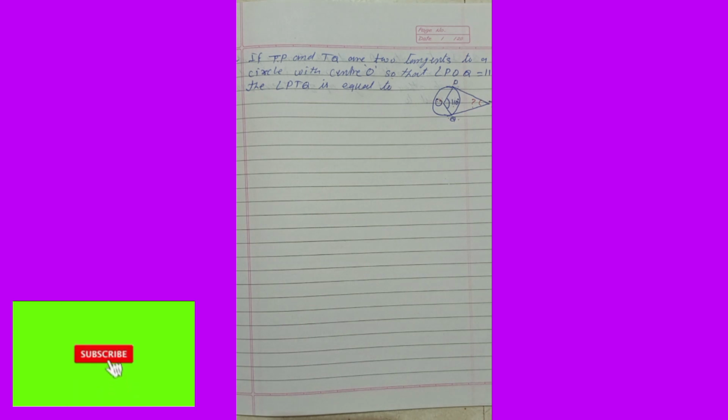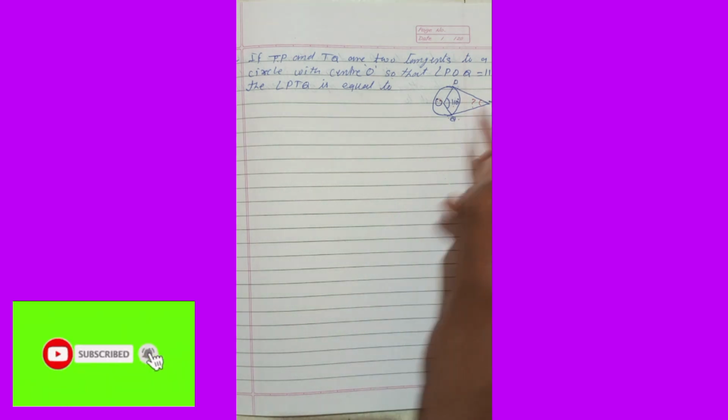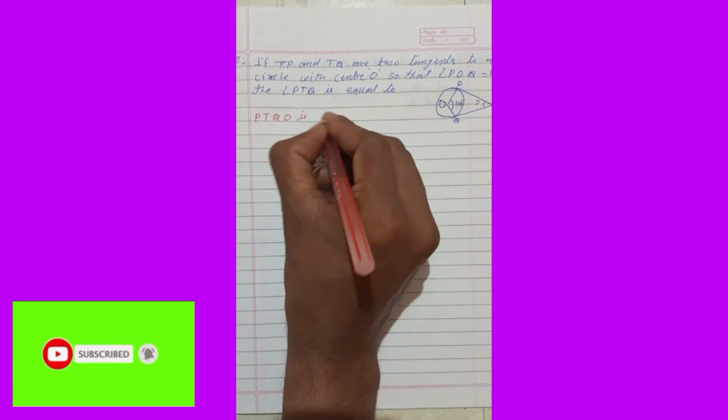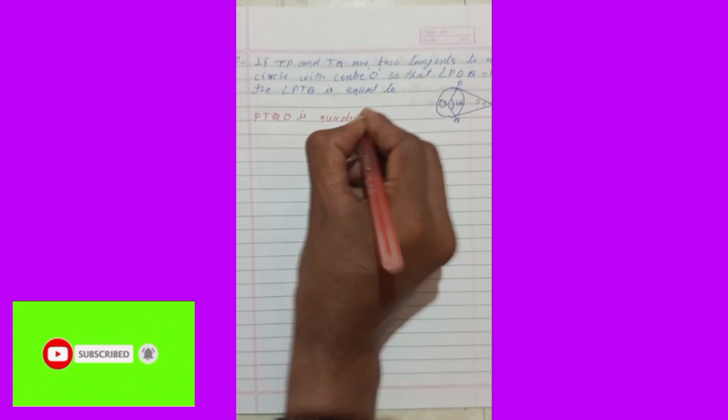Now we can see that this becomes one quadrilateral. Okay, this becomes one quadrilateral. So PTQO is a quadrilateral.